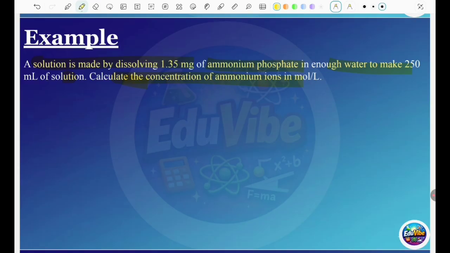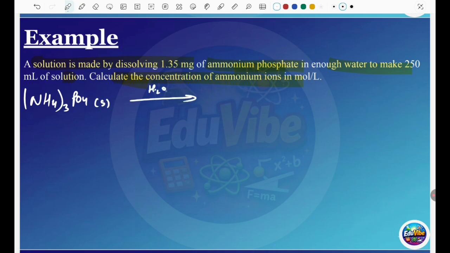The ammonium ions are formed after dissociation, so this is a dissociation reaction. I'll write it over there. What is ammonium phosphate? It is (NH4)3PO4. We have to write the 3 like this because we have PO4. This is a solid. In the presence of water, we get 3NH4+, which is ammonium ions, aqueous, plus PO4 3-, aqueous. This should be 3.